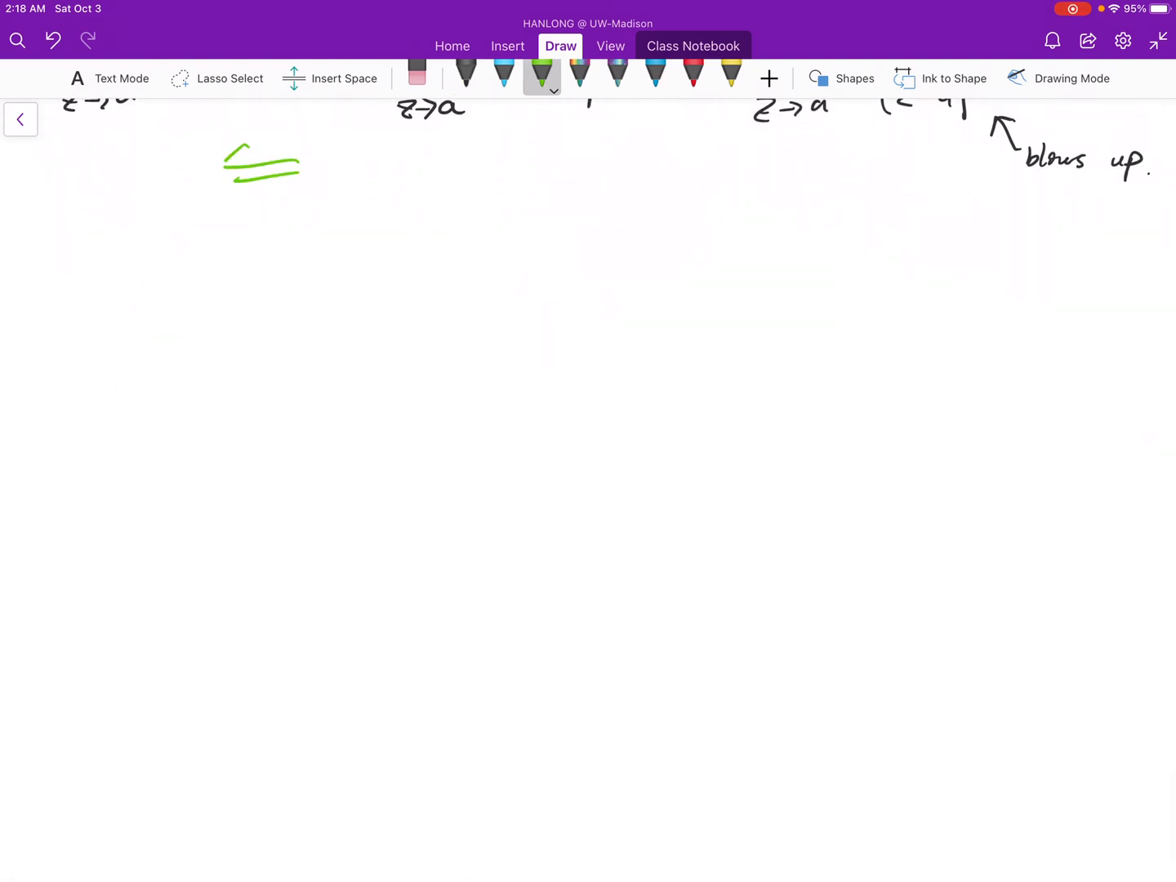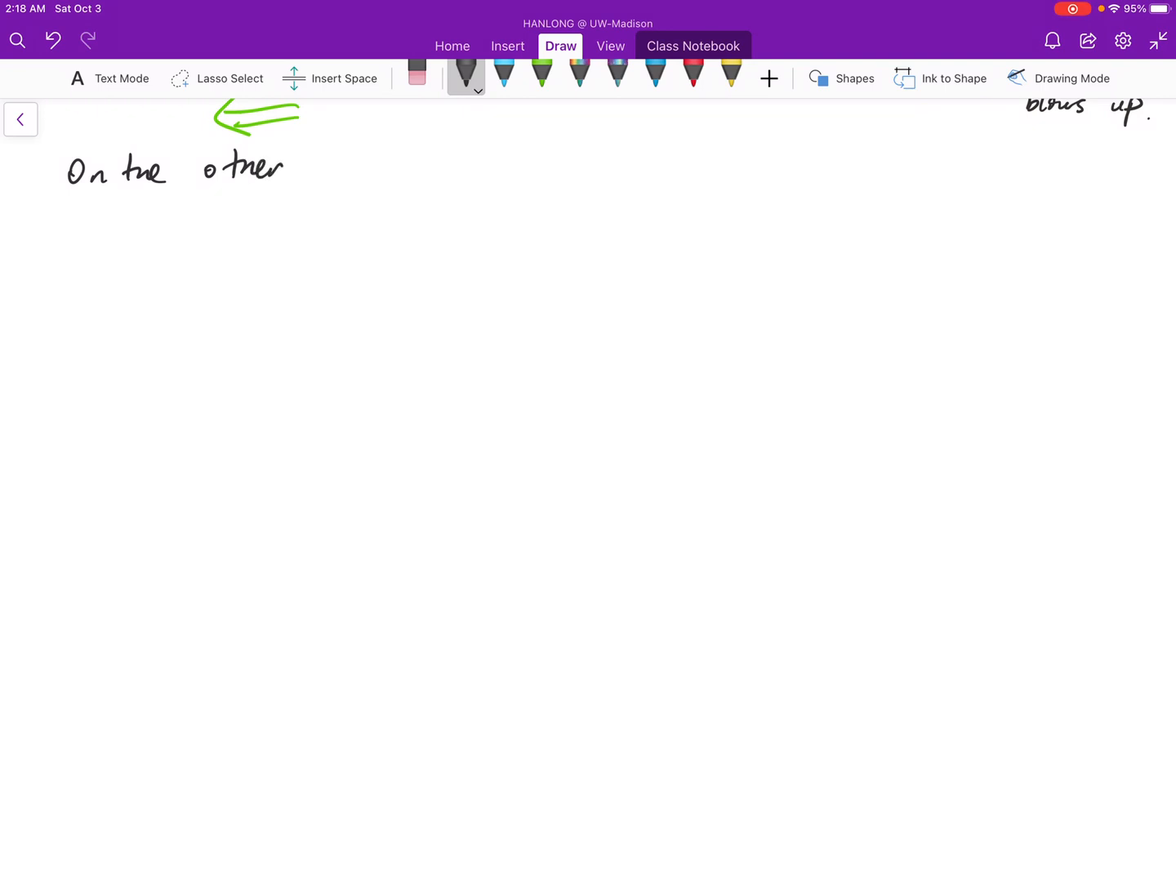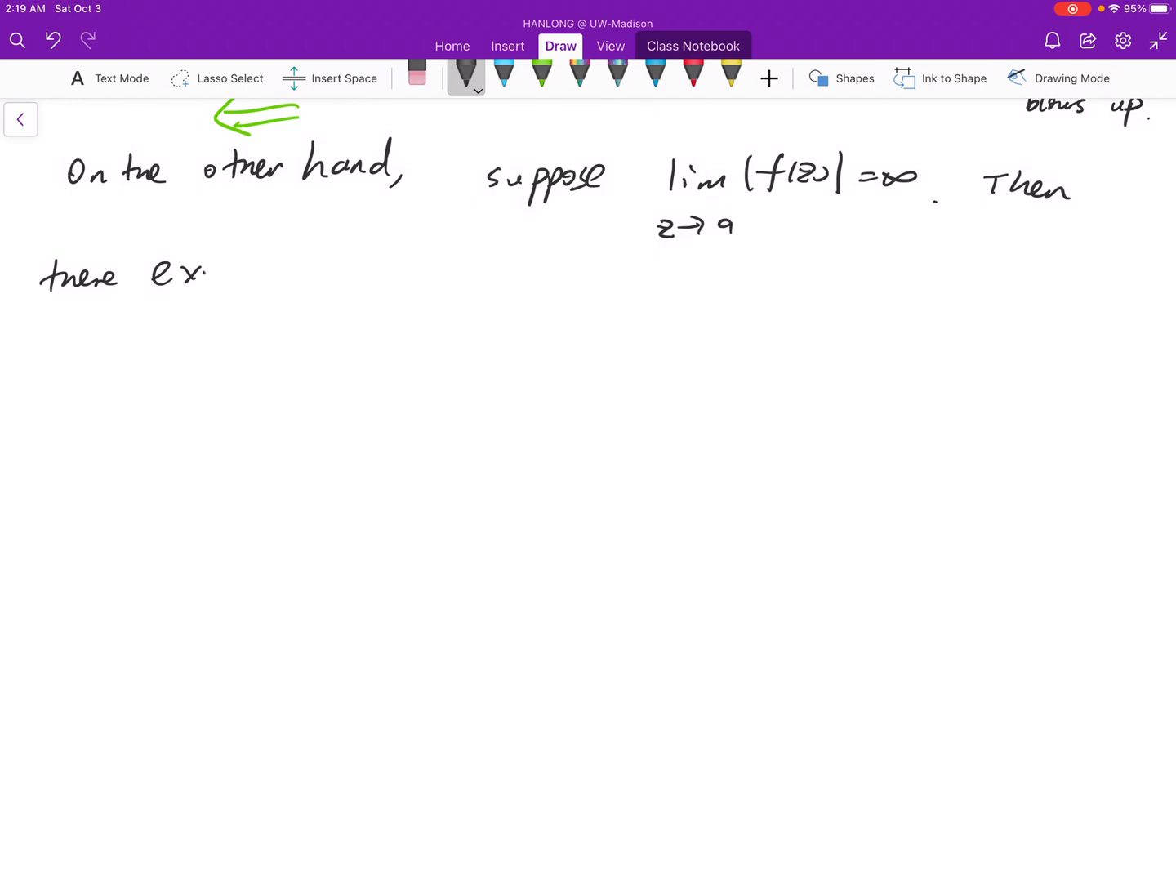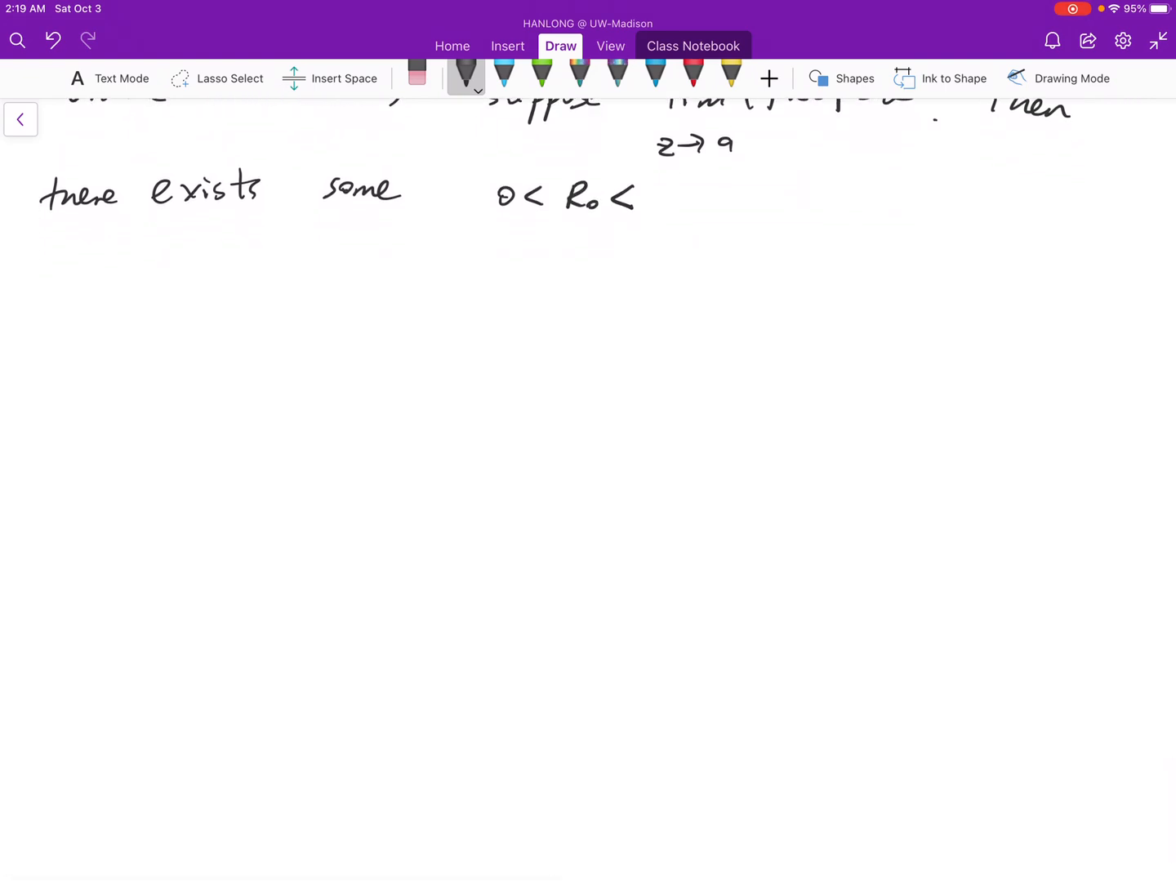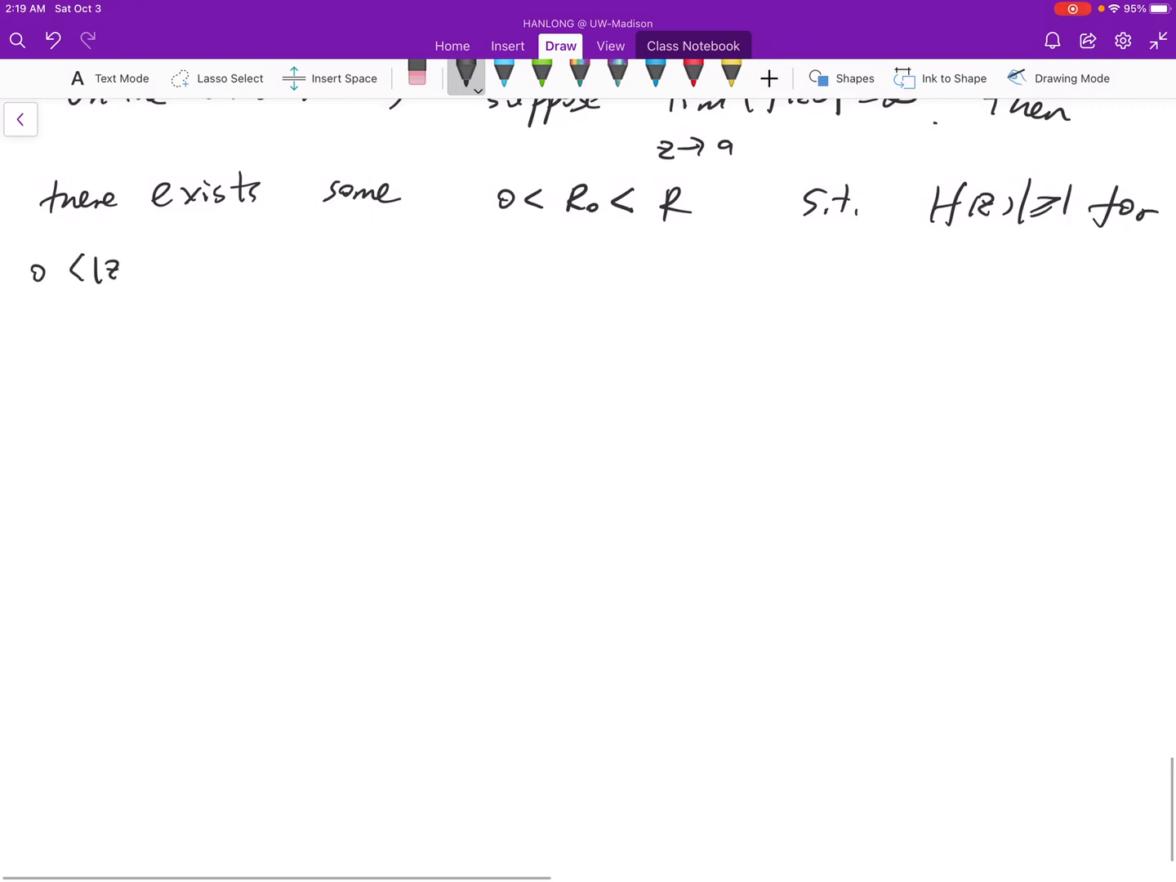Okay, next, let's prove the other direction. On the other hand, suppose the limit of the absolute value of f(z) when z goes to a is infinite, then there exists some positive number r0 less than r, such that the absolute value of f(z) is at least 1 for the smaller punctured disk.